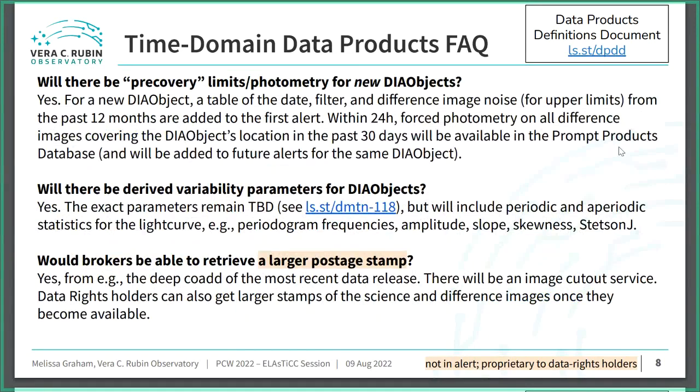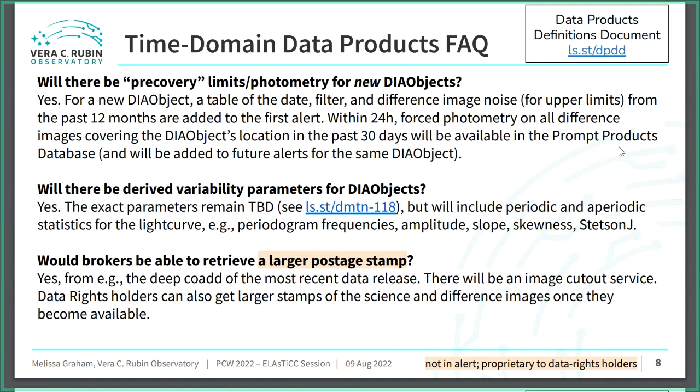Yeah, second FAQ there about derived variability parameters. It's ls.sc/data management tech note 118. Is sort of the current thinking of everything we could do. Yeah. So that's actually a question for Eric because he's leading that, and I'm not sure what our time scale is.